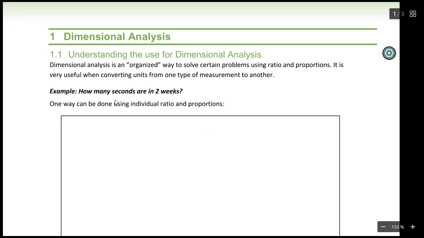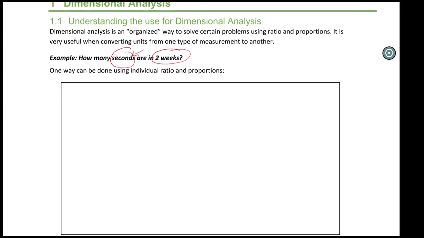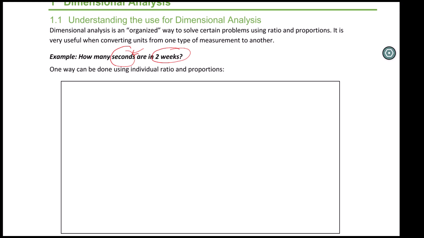So if we have this example, it says how many seconds are there in 2 weeks? So our answer, what we're looking for, is seconds, right? And we're starting with 2 weeks. And we know we have to take 2 weeks and break it down into weeks, days, hours, minutes, seconds. And to do that, if we did ratios, the way in which we're used to doing them one at a time, we can say, for example, in 7 days there is 1 week, and we can say how many days, so x days, are there in 2 weeks, right?